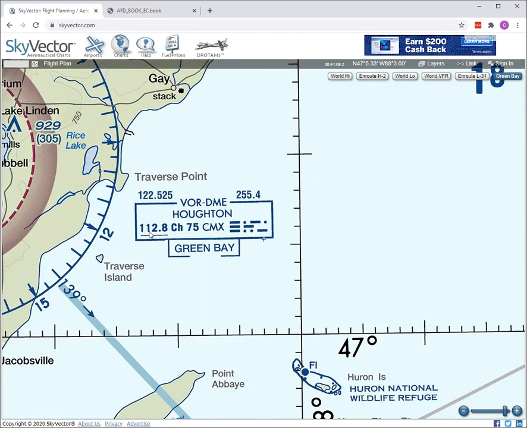You have the frequency that you would tune into, so these are radio navigational aids. And so you need to tune into a frequency in order to use it. So you would put 112.8 in this case into your navigational radios, and you'd be able to tune into the VOR. It tells you the channel of the VOR. That's sometimes useful, but I'm not going to talk about that. It also gives you the identifier.